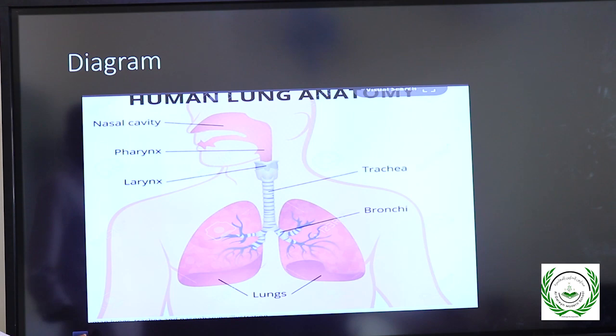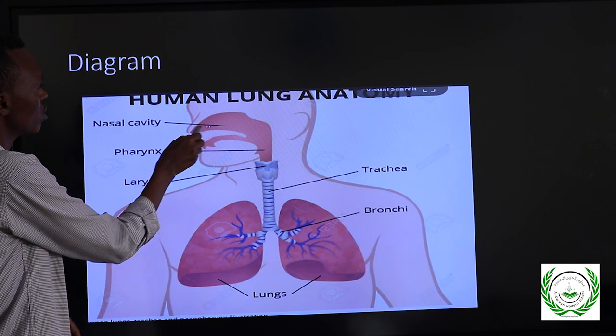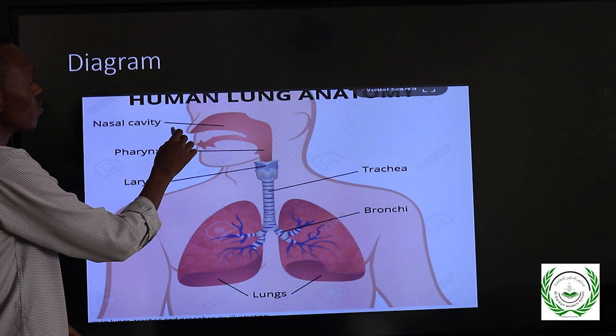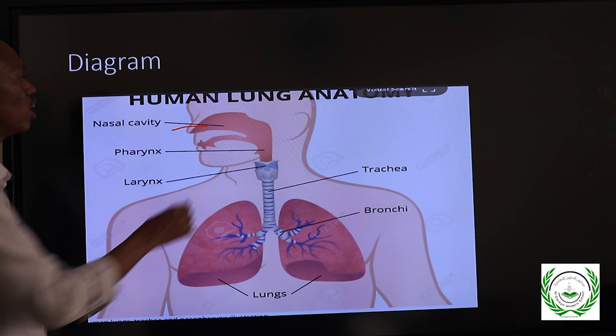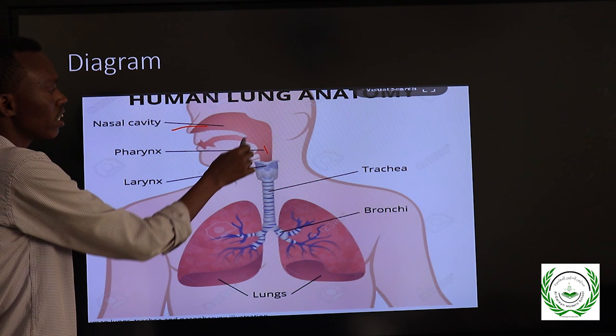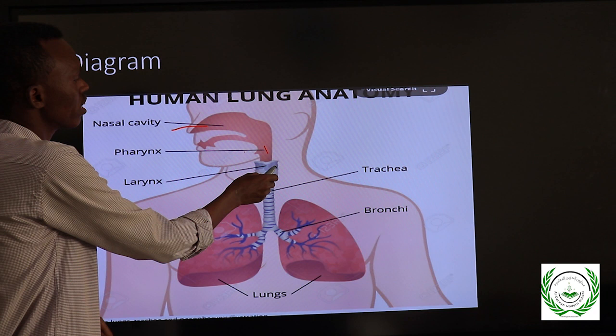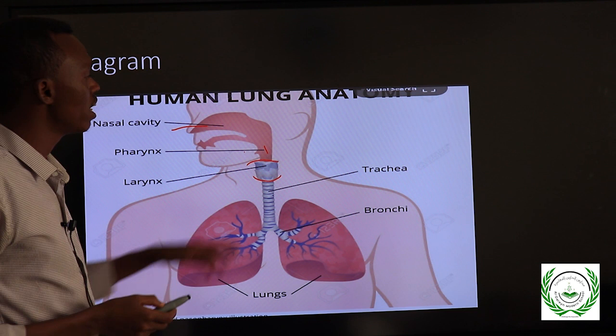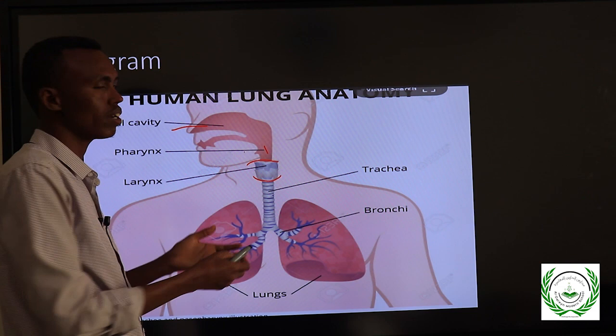So the next diagram, for example, illustrates this. This is the nasal cavity, your nose. So we take oxygen through the nasal cavity into the pharynx. Here is where the mouth and the nasal cavity meet. At the upper part of the trachea is the larynx. Here we have the trachea. It has a C-shaped cartilage to prevent the collapse of the trachea.